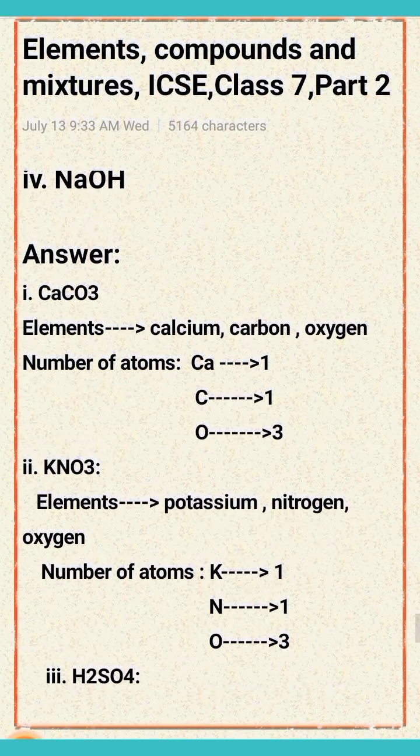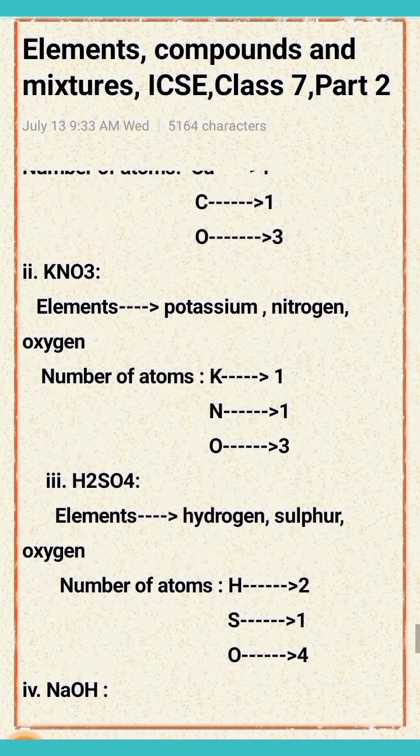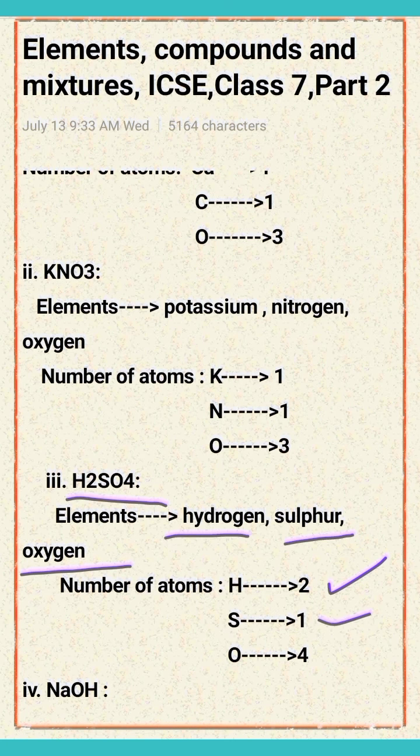Next, number 2, KNO3, potassium nitrate. The elements are potassium, nitrogen, oxygen. Number of atoms: K 1, nitrogen 1, oxygen 3. Next, number 3, H2SO4, that is sulfuric acid. The elements present are hydrogen, sulfur, oxygen. Number of atoms: hydrogen 2, sulfur 1, oxygen 4.